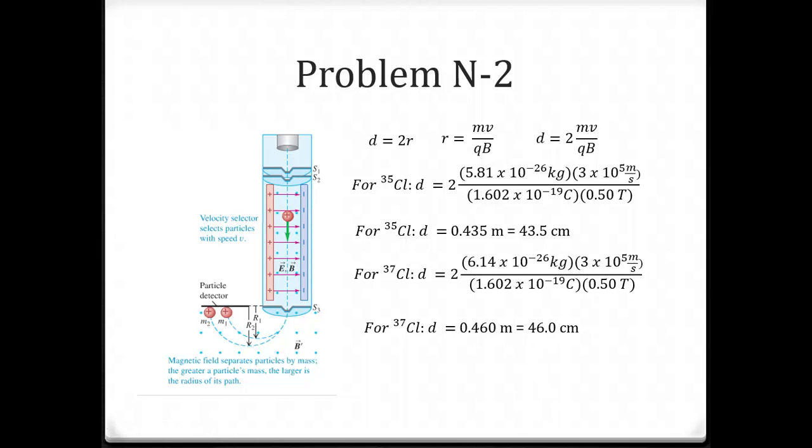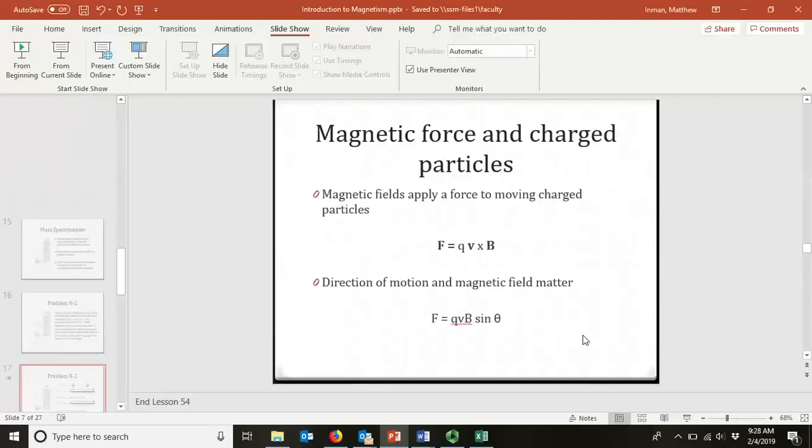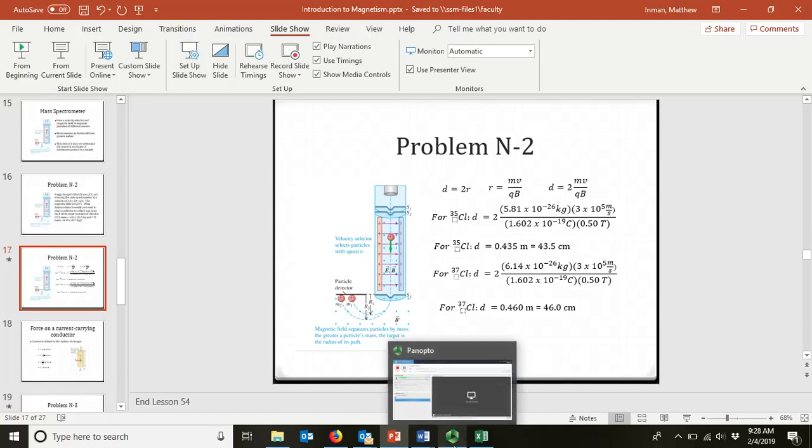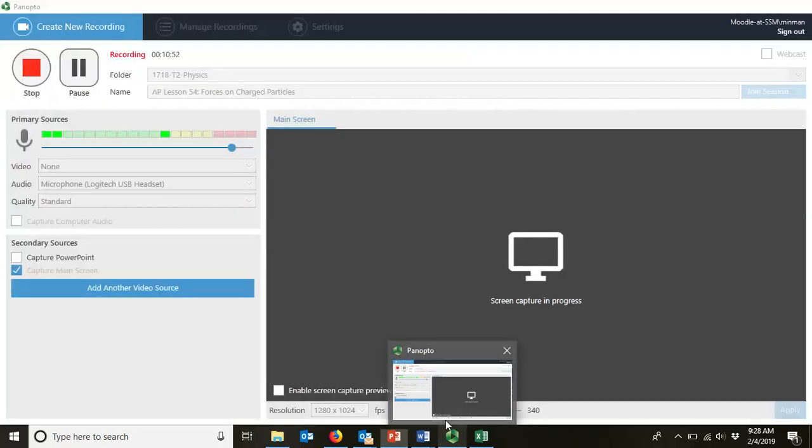So how this device works is you have this long particle detector. It has individual little sensors at various distances, and when a particle hits it, it counts that particle. So what you'd see in a mass spectrometer is really two spikes of particles, one at about 43.5 centimeters and one at about 46 centimeters. So that's how we deal with individually moving charged particles. What we'll do in the next lesson is start looking at what happens if we have a current carrying wire.